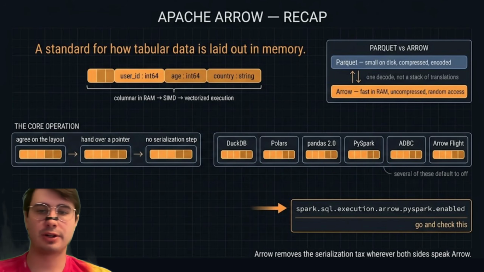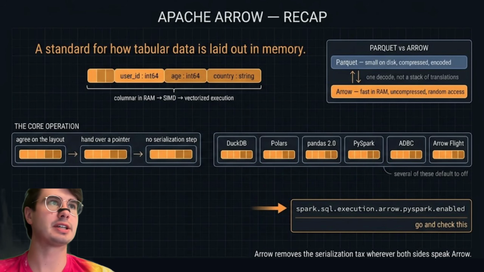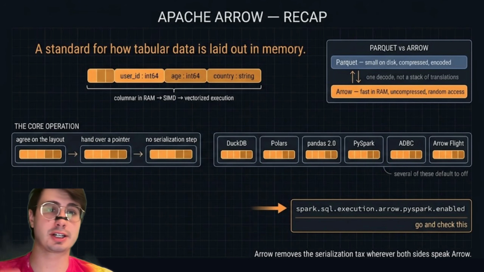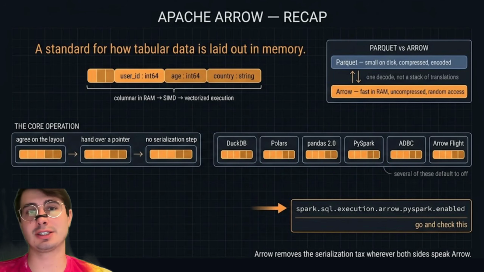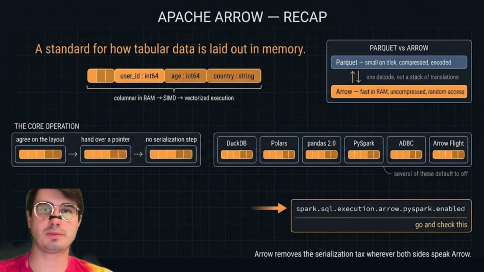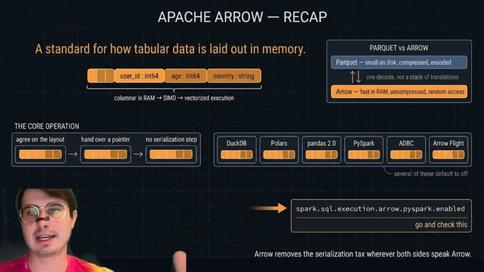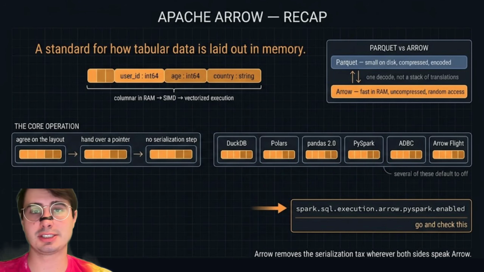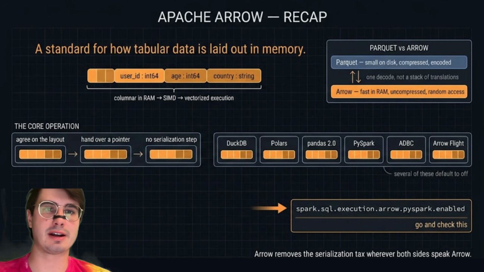So that's everything I really wanted to cover in this video, just a basic explainer on what Arrow is, where it sits in the modern ecosystem, and how you can actually use it. Apache Arrow is rapidly becoming the standard for how tabular data is laid out in memory. Arrow is columnar in RAM, and that layout is what makes single instruction, multiple data instructions and vectorized execution even possible in the first place. The serialization tax is the CPU and memory you spend translating data between tools without producing anything, and Arrow completely removes that at any boundary where both sides speak Arrow. And zero copy means two systems read the same bytes in memory with no serialization step, and it works because both sides agreed to the layout in advance.